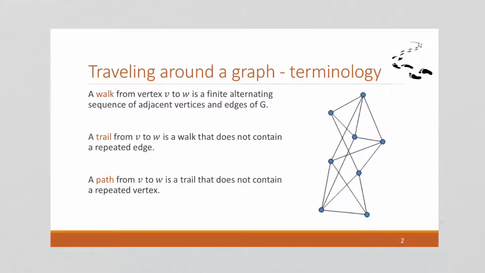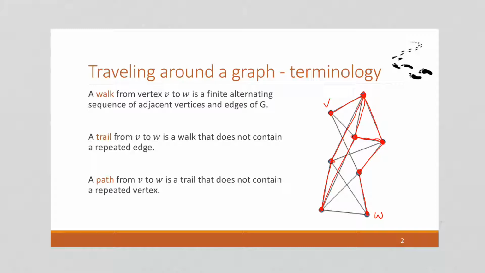Okay, so here are some of our terms. A walk from vertex V to W is a finite alternating sequence of adjacent vertices and edges of G. So if we call this V and we call this W, a walk is going to be any route where we start at V and we go around the graph in different ways, maybe even repeating ourselves to get there. Pretty much any way of traversing this graph can be called a walk.